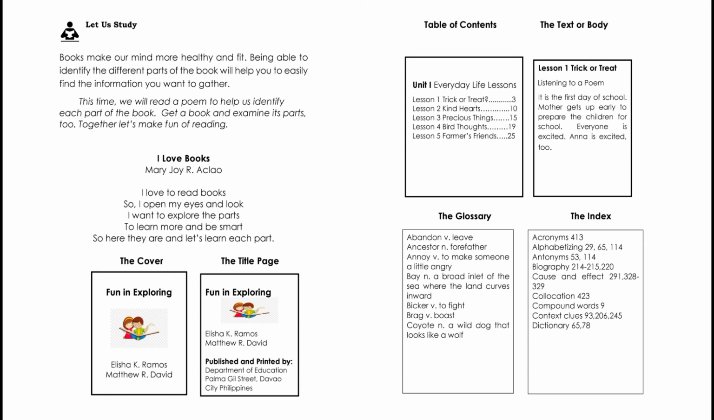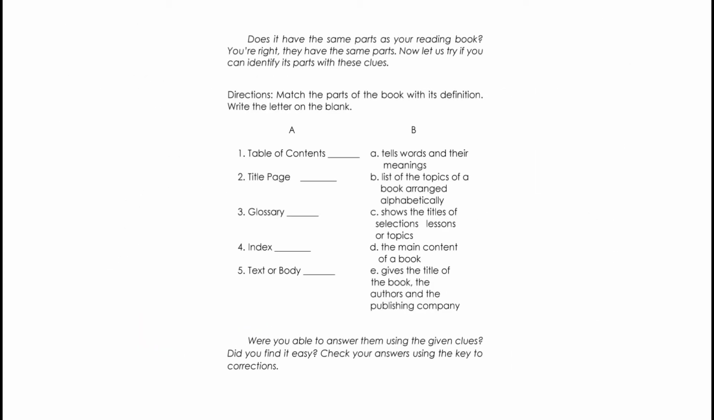First is the cover page or the cover. Next, the title page. Next, table of contents, the text or body. Again, the parts of the books are the cover, the title page, table of contents, the text or body, the glossary, the index. Does it have the same parts as your reading book? You're right. They have the same parts.